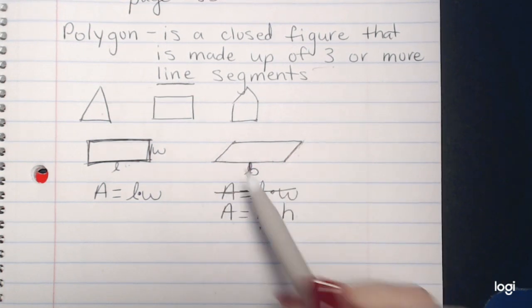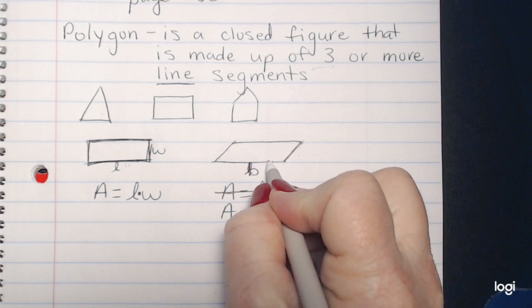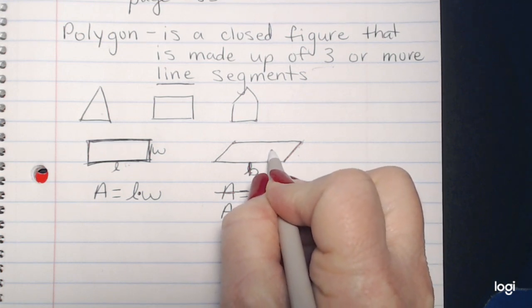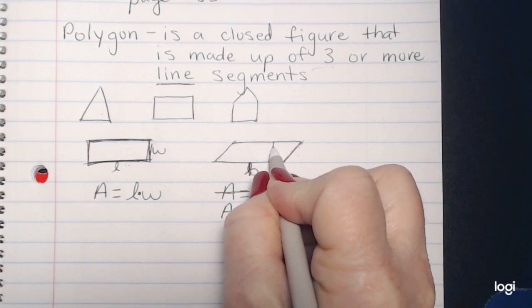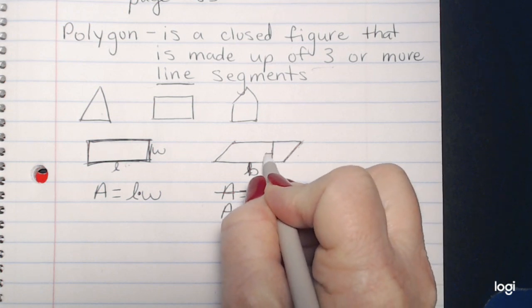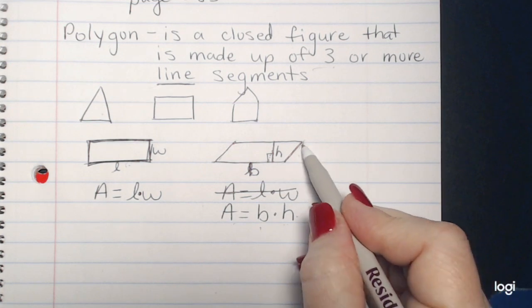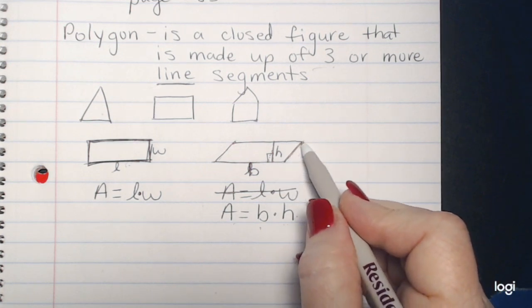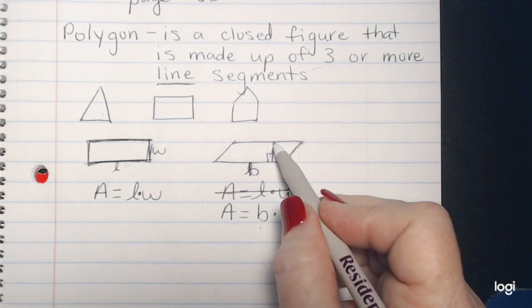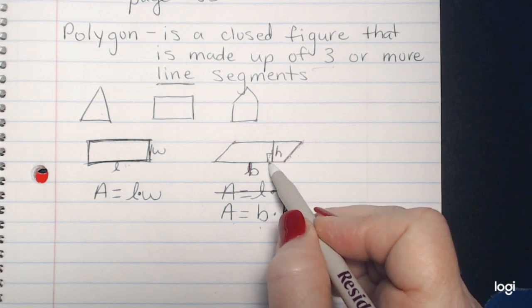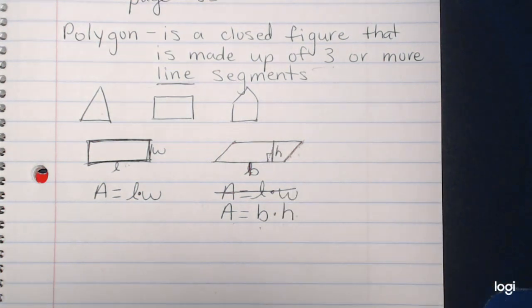Because it's not straight up and down, we have to make our own little line that goes up here like this, straight up and down. It makes a 90-degree angle. That is called our height. This is not our height. The length of this diagonal line and the length of the measurement from the top line to the bottom line would not be the same distance.